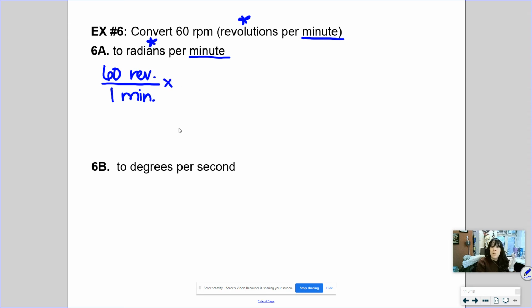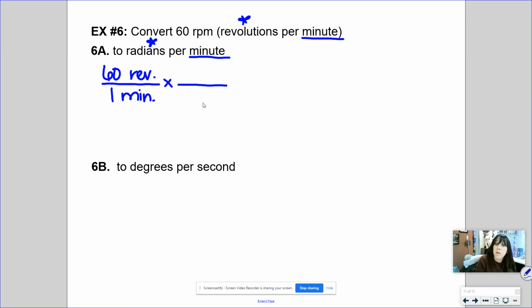Okay, so this is kind of like a puzzle where you're going to have to come up with ratios that allow you to relate those two things. So in your head, you have to think, how do revolutions relate to radians? Well, think about circles. If I go around the circle one time, that's called one revolution. What would that be in angles or in radians? One revolution is equal to 2 pi radians.